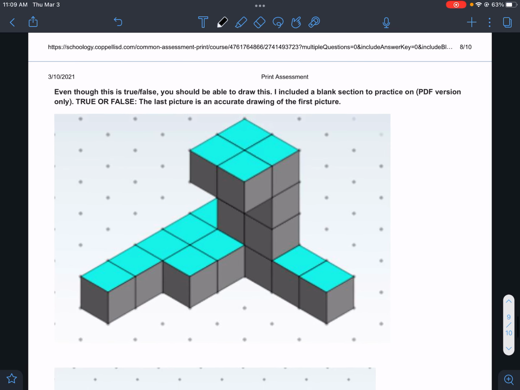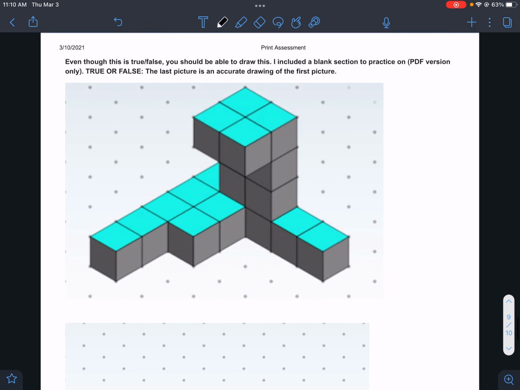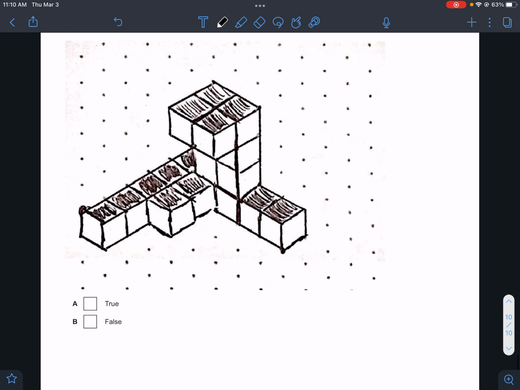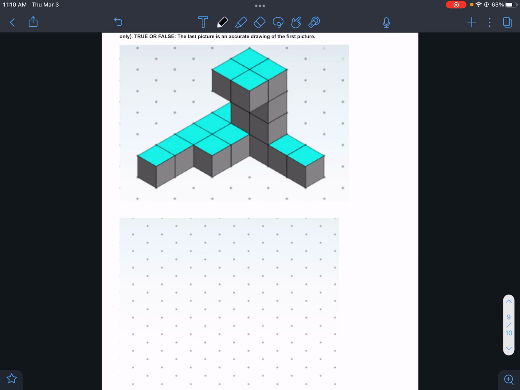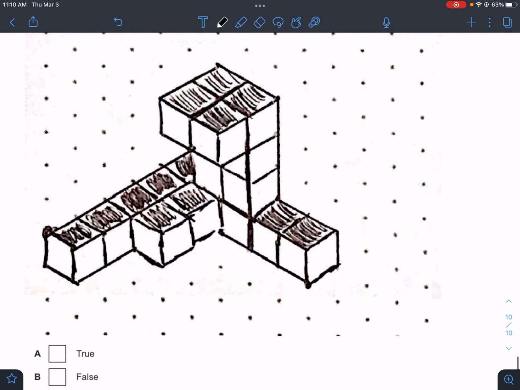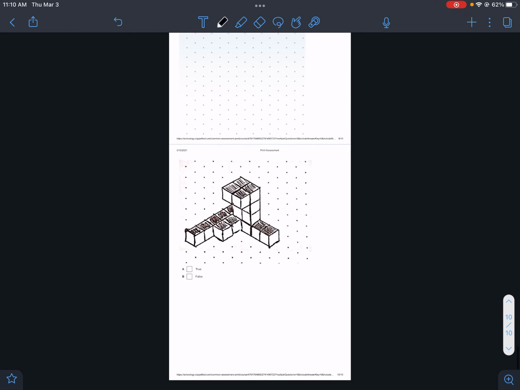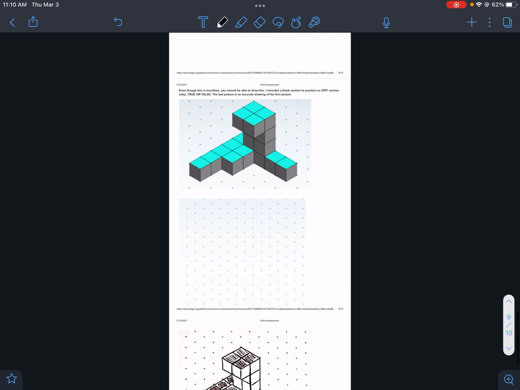All right. Even though this is true, false, you should be able to draw this. I included blank space. Okay. The last picture is an accurate drawing of the first picture. So there's the drawing. Do I want to spend the time to draw this? Here's the things that you have to be able to do. You have to draw every line you can see. You have to make sure you don't draw any lines you can't see. And I am asking you to shade the tops. So is that all done in this picture? Yes.